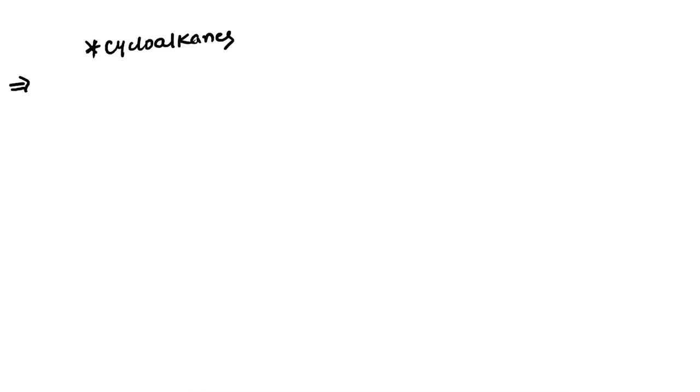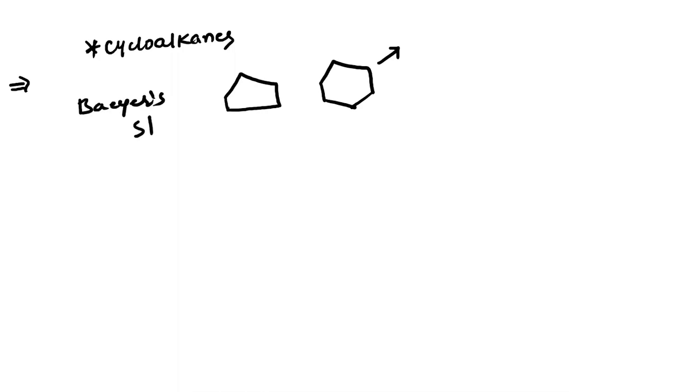Now the first point: we are going to look at the stabilities of cycloalkanes. Here is a question: which is most stable, the cyclopentane ring or the cyclohexane ring? Most of us who know the basics will simply choose cyclohexane as more stable than cyclopentane. But in ancient days, according to Bayer's strain theory, cyclopentane is more stable than all other saturated organic rings.